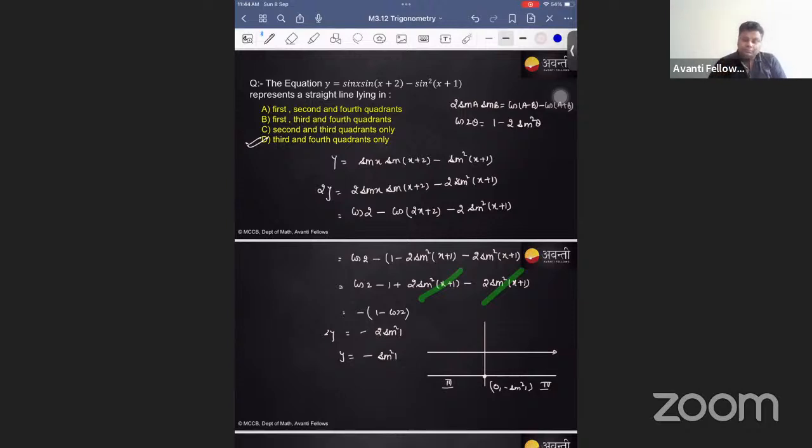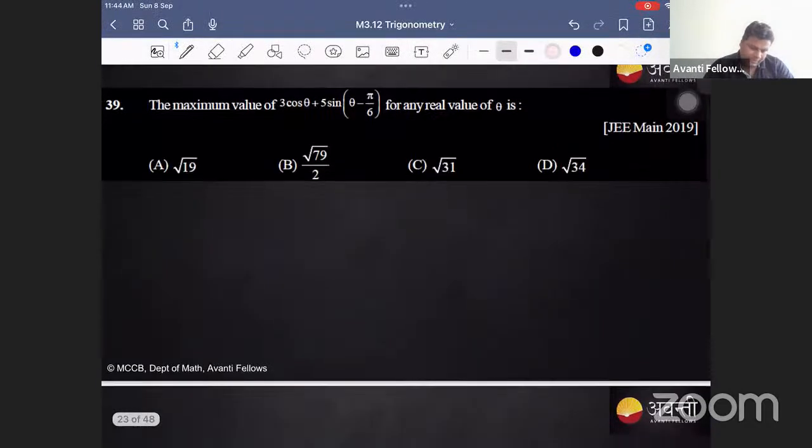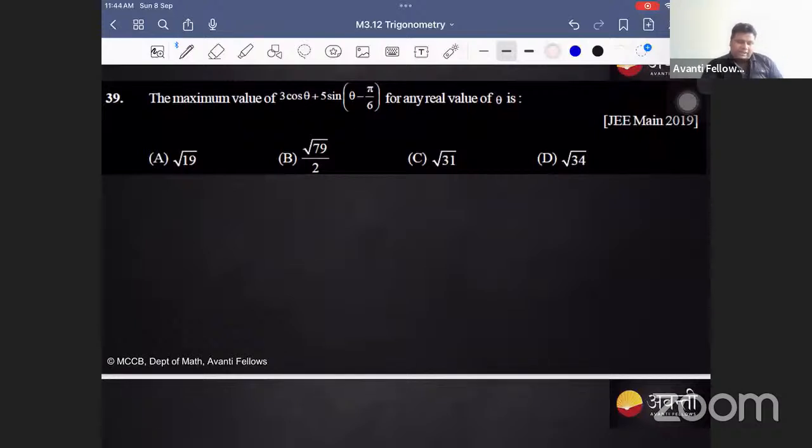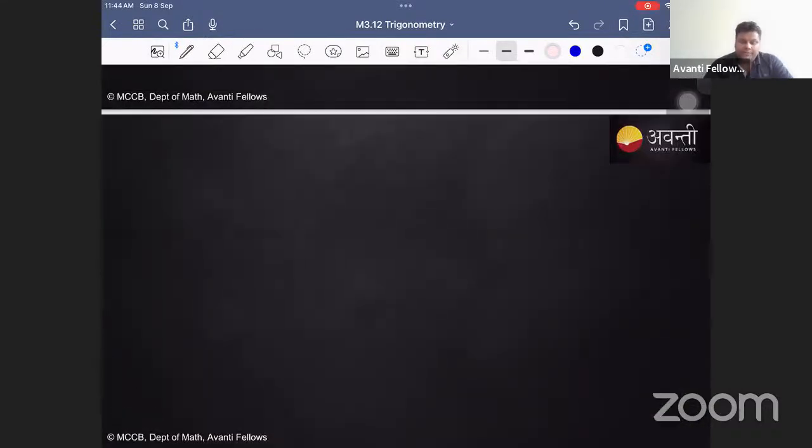Now, the maximum value of 3 cos theta plus 5 sin(theta minus pi by 6) for any real value of theta. Okay, first of all, let me give you an idea about it.